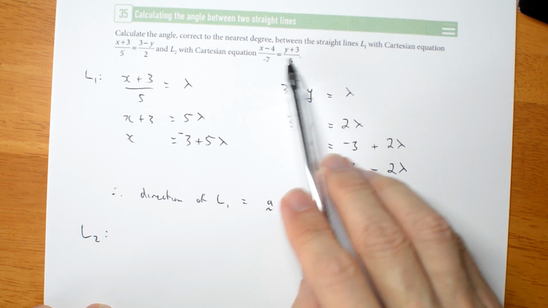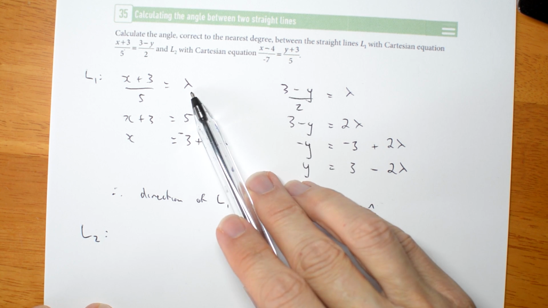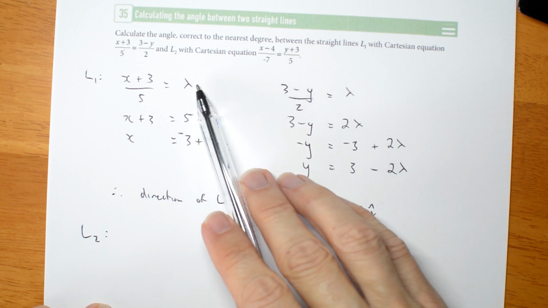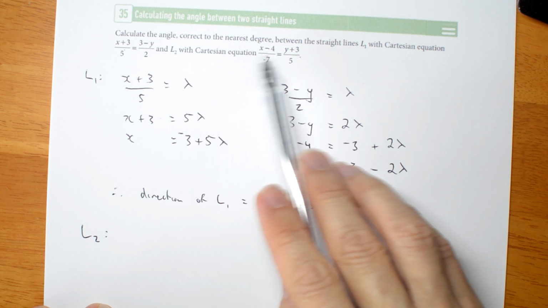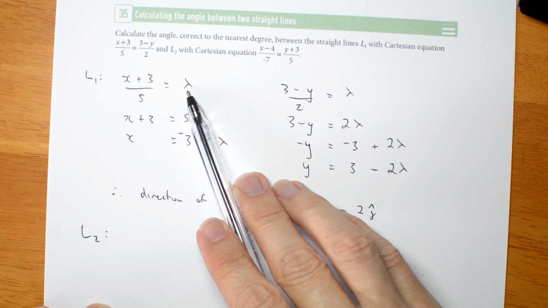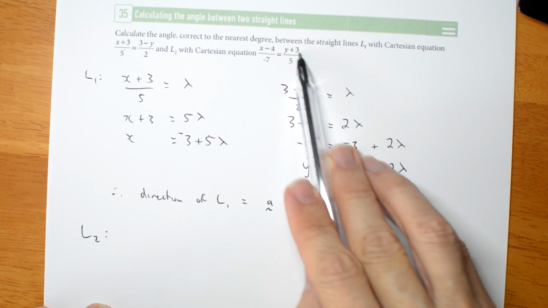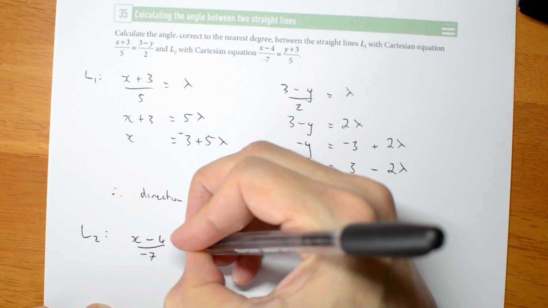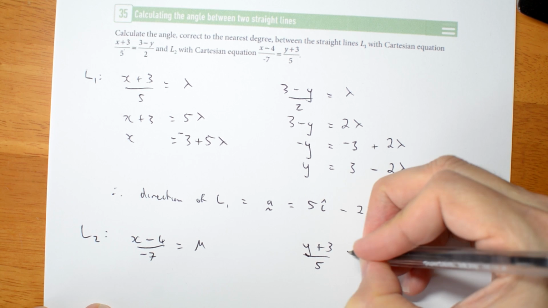Each of these has to be set equal to the parameter. Now, I could still use lambda for my parameter, but it's better not to because it's a different line and won't necessarily have the same simultaneous values as this one. So to avoid confusion, I'm going to use the next Greek letter. This is letter L, the next letter is M, and the Greek letter is mu. So we're going to set each of these equal to a parameter mu. x minus 4 over negative 7 equals mu. And y plus 3 over 5 equals mu.